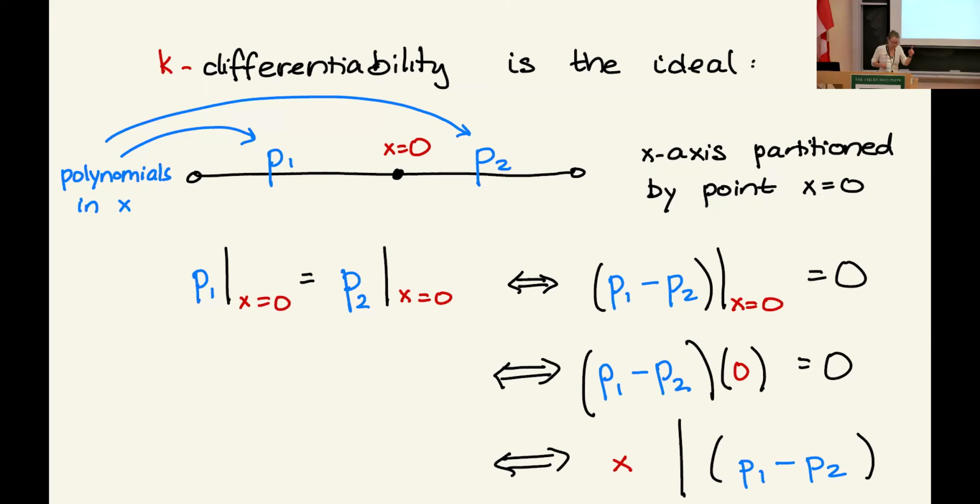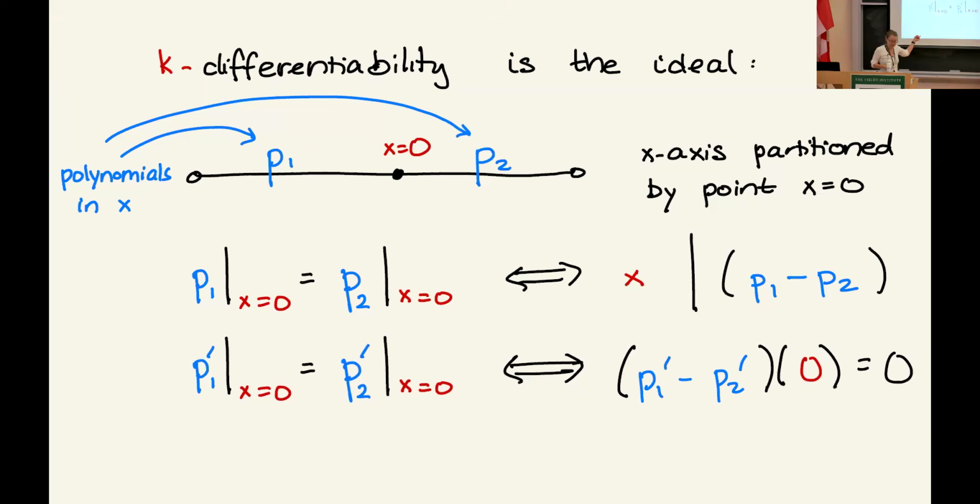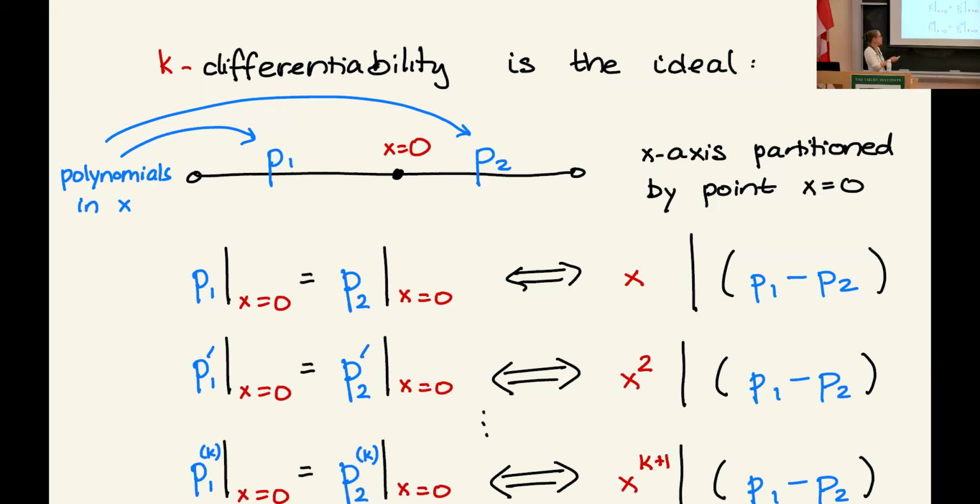On the other hand, if the first derivative agrees at x equals 0, then the same kind of argument: if and only if the difference between first derivatives at 0 is 0, which is to say x squared divides the difference between the polynomials. And so on and so forth. If they agree and are k-fold differentiable on the intersection, then x to the k plus 1 divides the difference of the 2 polynomials on either side.